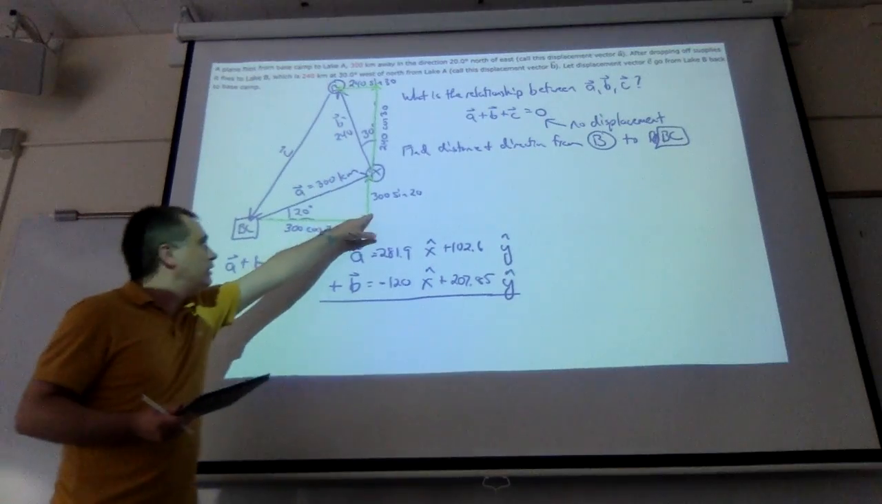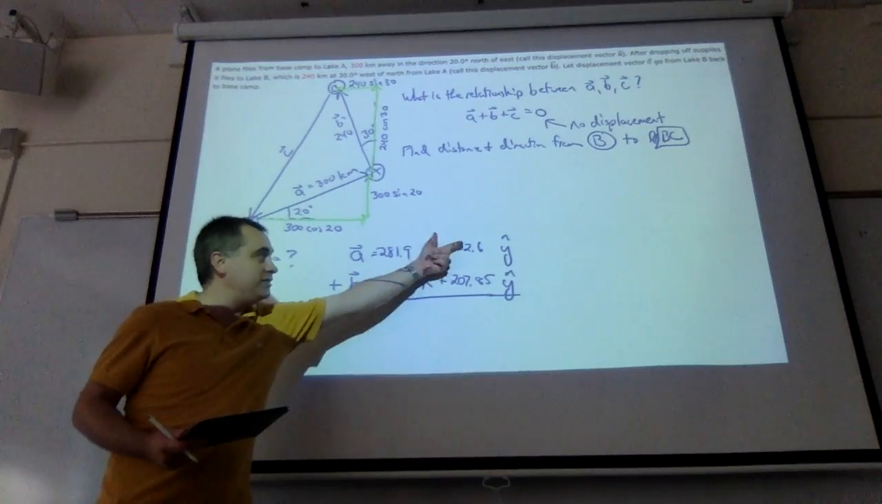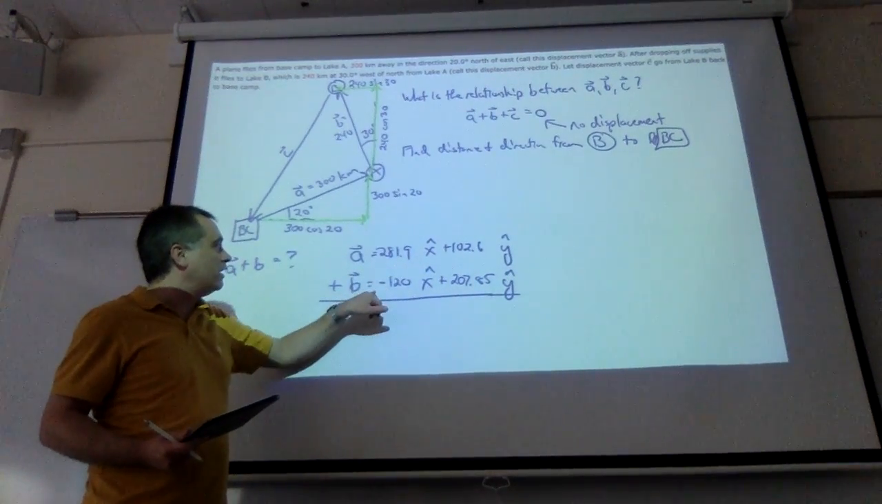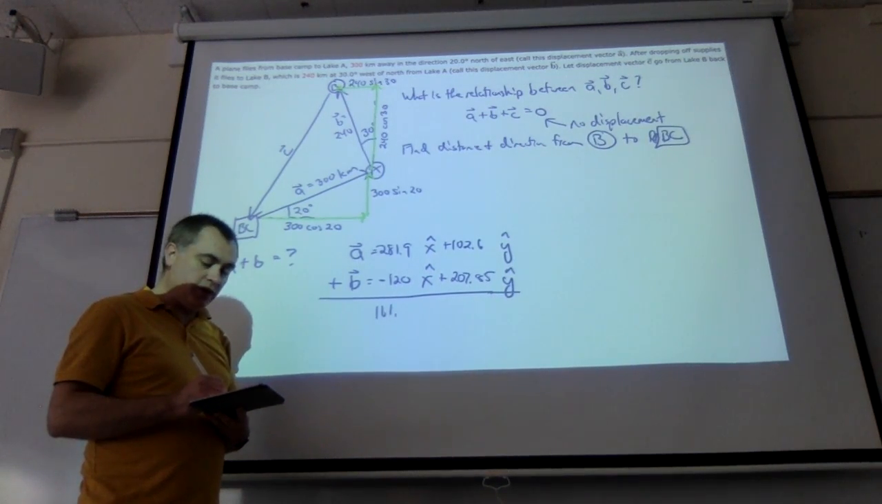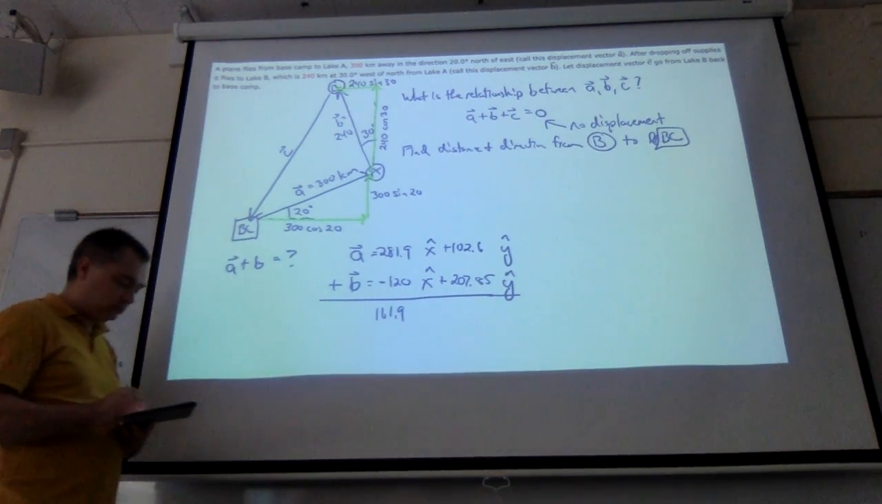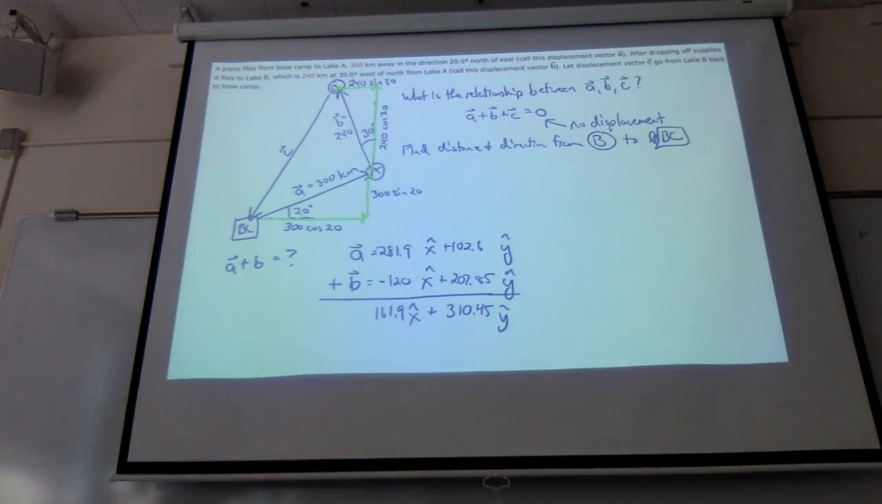So we calculated those 4 components and plugged them into the appropriate places. And then we're just going to add these columns. So 280.9 minus 120 looks a whole lot like 161.9. And then 102.6 plus 207.85 is somewhere around 310.45. A plus B.